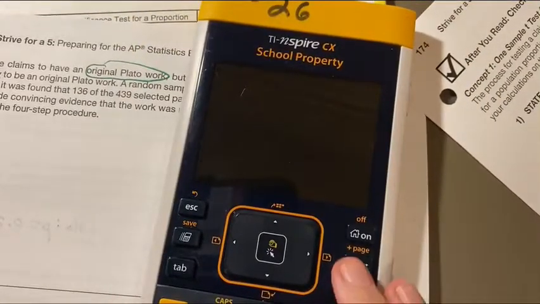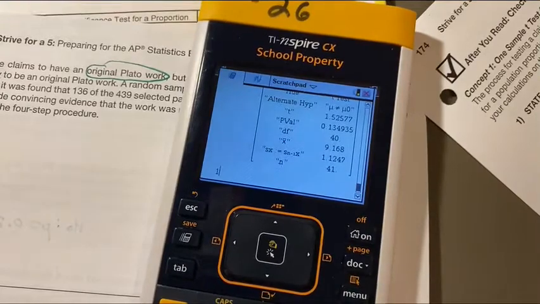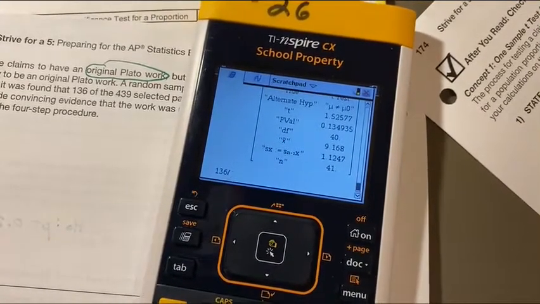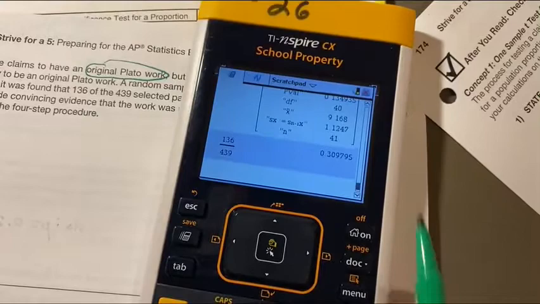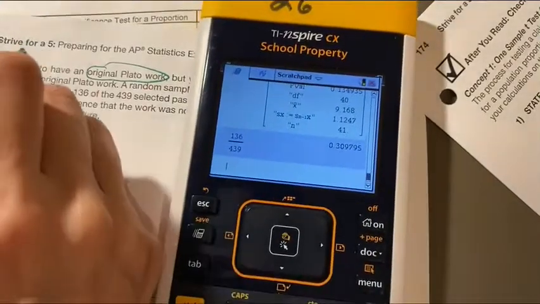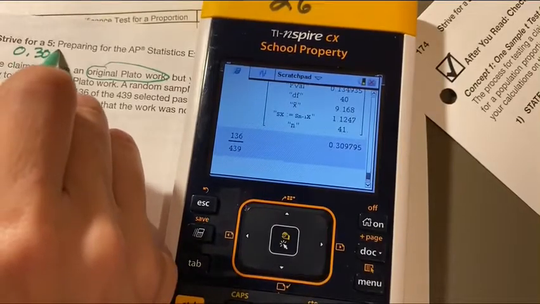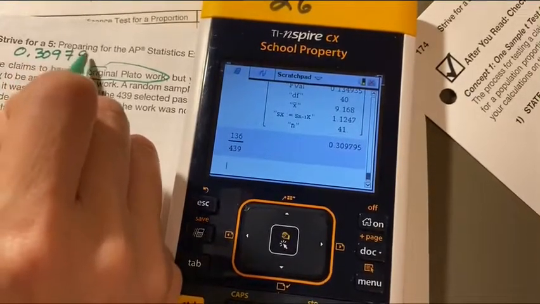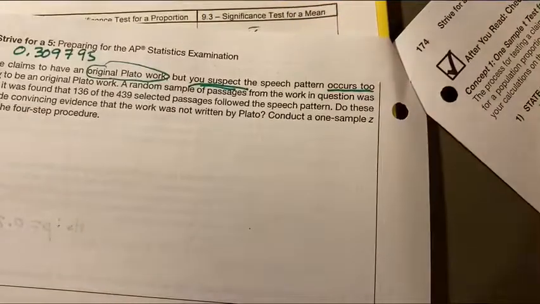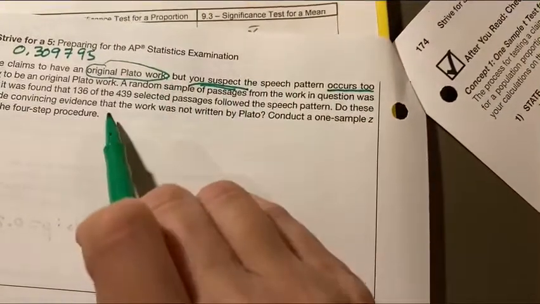So let's take a look just at our test statistic. We do 136 divided by 439, and it's actually happening, that same speech pattern, 30% of the time, or 30.9795. So you suspect it, and then you actually took some passages.